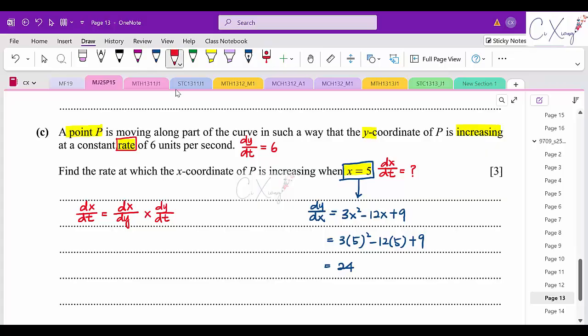Okay, and now let's put it back into our chain rule here. This is dy/dx, and I want to get dx/dy. Therefore, it will become 1 over 24. What's the value for dy/dt? It is given in the question, which is 6. Simplify these two values here. By right, you'll have 1 over 4 units per second.